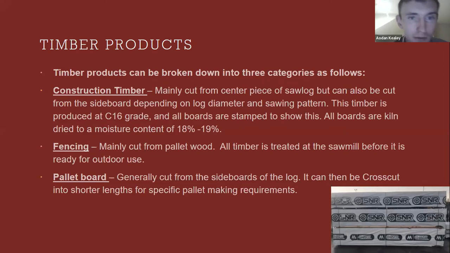I suppose green timber would be coming in at a moisture content of anywhere from the low 40s to low 50s, so the kiln brings it down to that percentage for sale. Your fencing products are mainly cut from your pallet board. All timber is treated at the sawmill before it's ready for use.